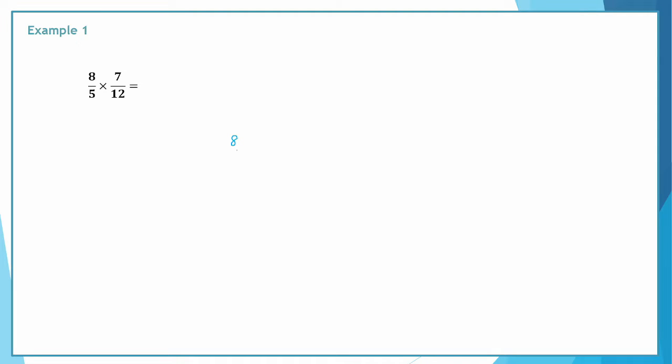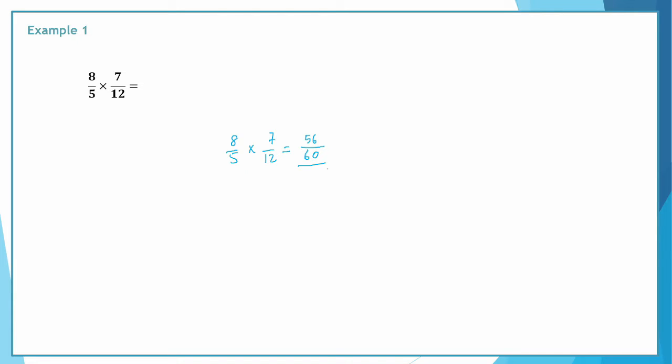So we've got 8 over 5 times 7 over 12. Now these questions are pretty simple to answer as long as you know your times tables. So all we have to do is we do 8 times 7 to get our top number, which is 56. And then we do 5 times 12 to get our bottom number. That's 60. And it's as simple as that.